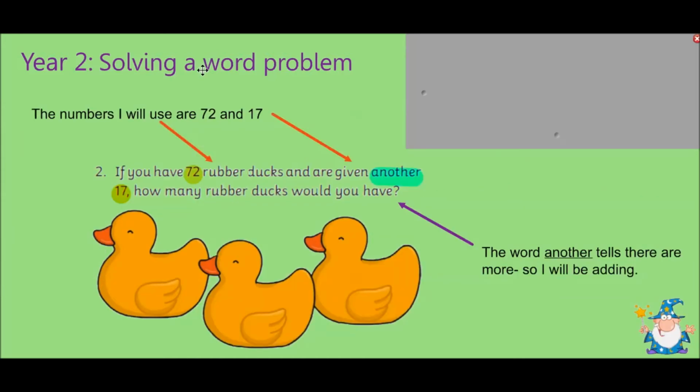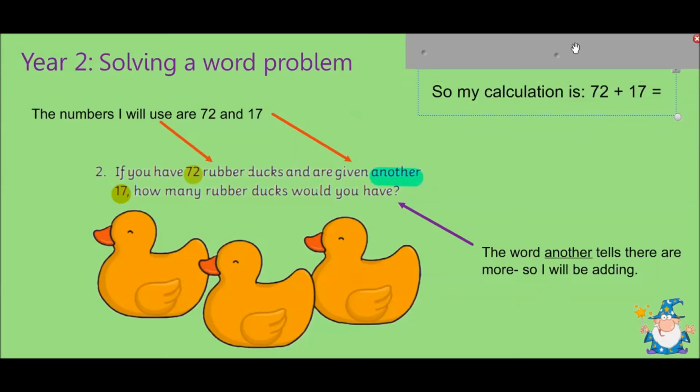For this calculation, the numbers I will use are 72 because there are 72 rubber ducks and 17 because I've been given another 17. The word another tells me that there are more, so I will be adding. So my calculation is 72 plus 17 equals.